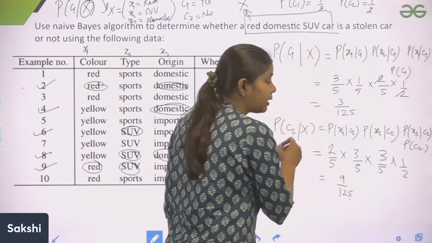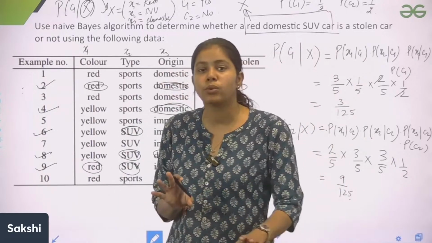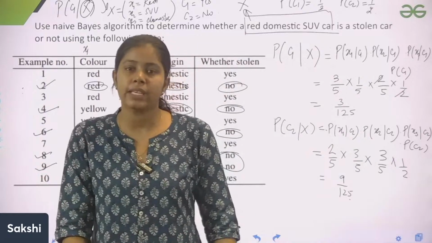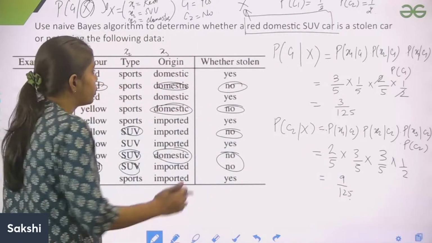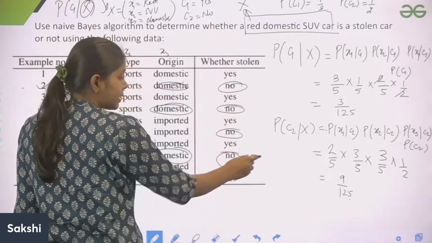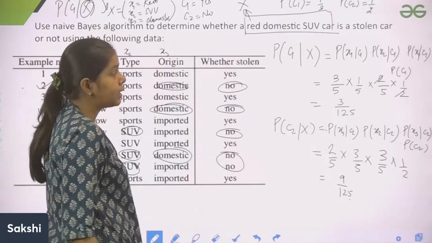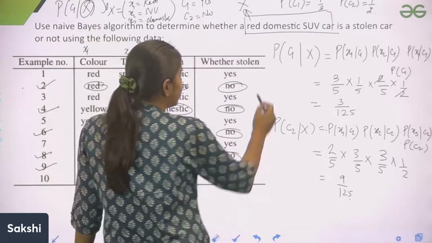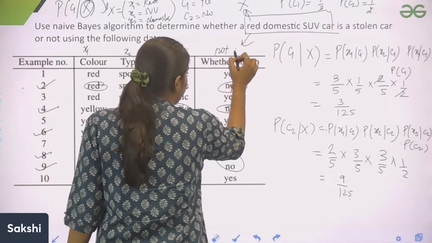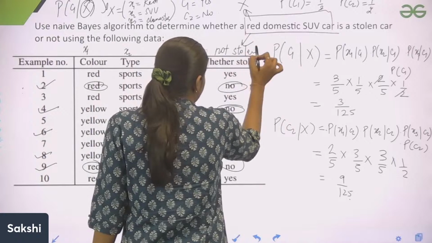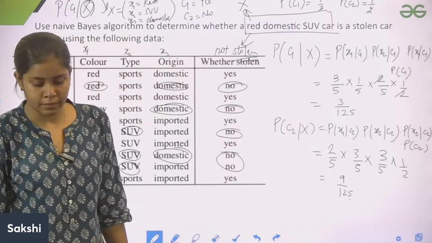So you can see that the probability of class c2 is more than the probability of class c1 given the query x. So what would you assign this example x? You would assign class c2. That means the red domestic SUV car they have given in the example is not stolen.